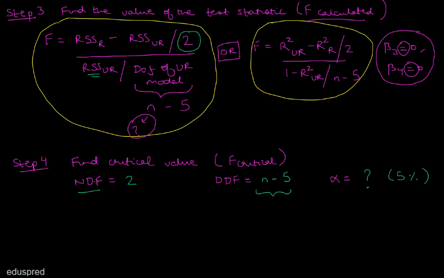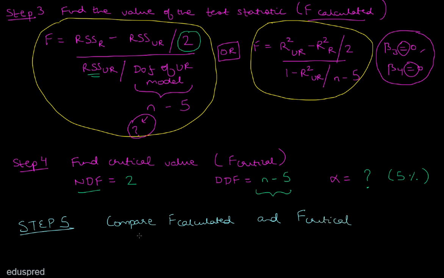But the procedure is that once you have these three things, you can very well figure out the F critical from the F table. And once you have the F critical from the F table, the final step, that is the step number 5, is that you have to compare F calculated that you have figured out in step number 3 and F critical that you have figured out in step number 4.